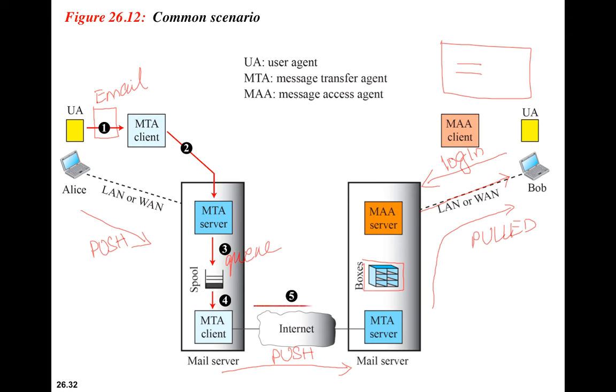Using the MTA client again, the message is pushed to the receiver's mail server, which then stores it in its mailbox. When the receiver wants to access the email, it will contact the message access agent. After authentication, the messages will be retrieved, and through the message access agent client, they will get delivered to the destination, to the receiver.